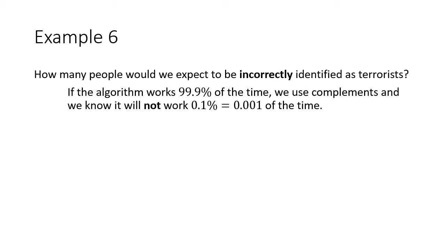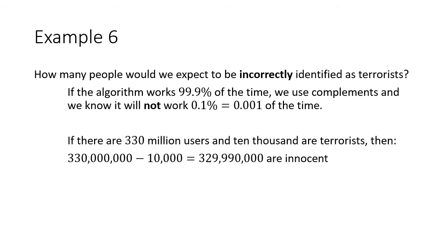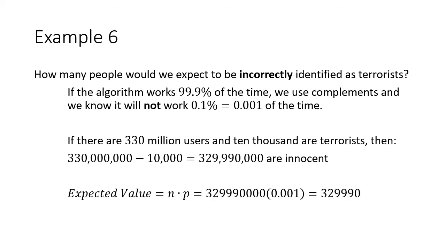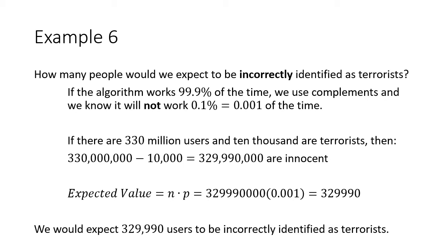Well, how many people is that going to be? First of all, how many people are innocent? Well, if there's 330 million users and 10,000 are terrorists, then we can subtract out the terrorists. And that means that of the people on Twitter, 329,990,000 are innocent. And then for our expected value, we multiply that number times the probability, 0.001, and we see that we would expect 329,990 users to be incorrectly identified as terrorists, or flagged and put on a terrorist watch list or a dangerous persons watch list.